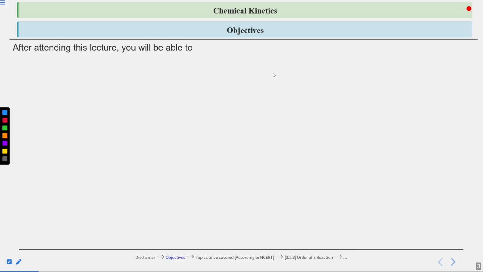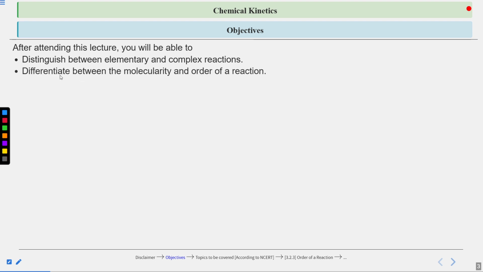So let's begin with our first thing, which is the objective. What is today's objective? After attending this lecture, you will be able to distinguish between elementary and complex reactions. So how the elementary and the complex reactions are different from each other. You will be able to distinguish between them. You can differentiate between the molecularity and the order of a reaction, and you can also define the rate constant for a particular reaction.